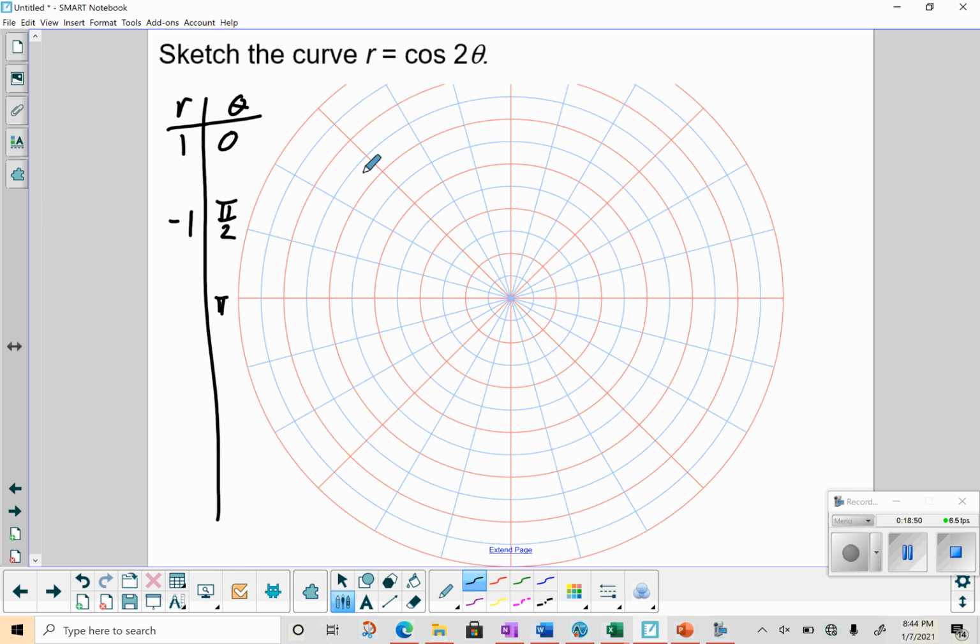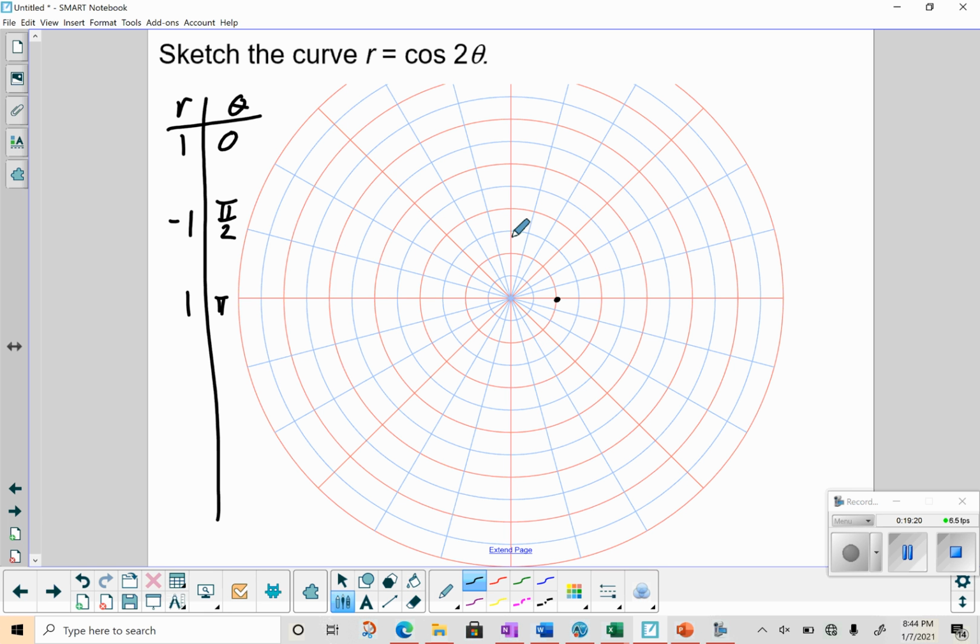Substitute pi in place of theta. Well, gee, 2 times pi is, well, 2 pi. The cosine of 2 pi is 1. Oh, that's not helpful at all. Okay. Now I'm going to use, because these numbers are really small for the radii, I'm going to go maybe to a bigger scale here so that the red circles are one space. So I have the point 1, 0, so that's here.